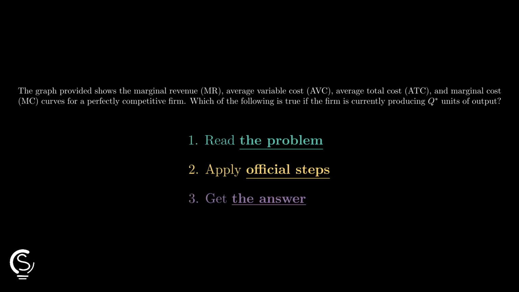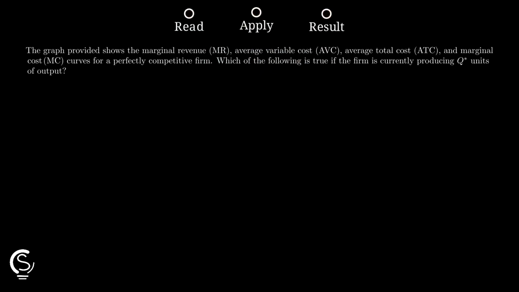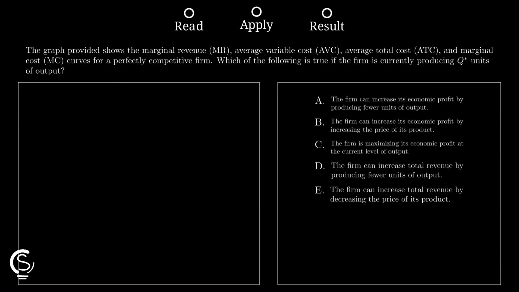Perfectly competitive firms need to find the right output level to maximize profits. Let's quickly analyze this graph to see if this firm is winning. First, look at the quantity Q star on the horizontal axis. For any perfectly competitive firm, we must compare the marginal revenue curve against the marginal cost curve at that point.